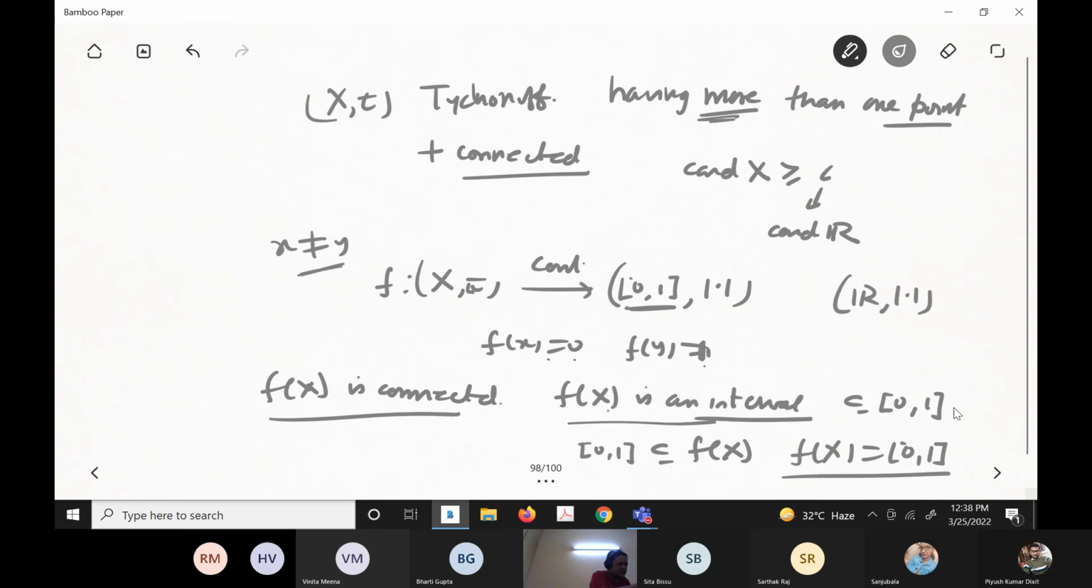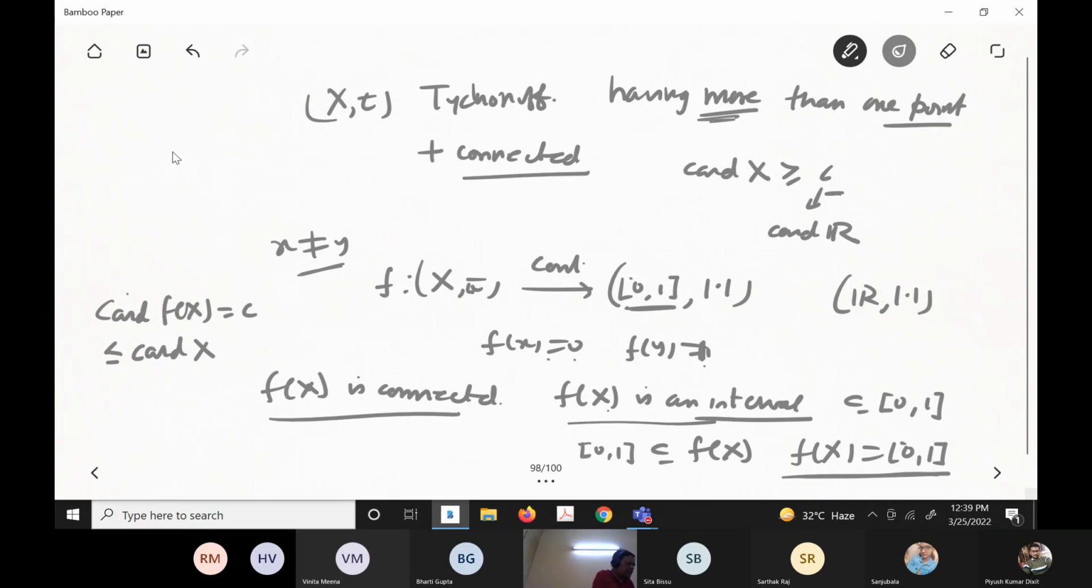has cardinality c. Now where is c? f(X). Now look, we have got the result. Under a function, cardinality can only decrease, not increase. So for any function, the cardinality of f(X) is less than or equal to the cardinality of X. You see why I am writing greater. The cardinality of f(X) is coming c. Got it? So if it is Tychonoff plus connected, it will have this.